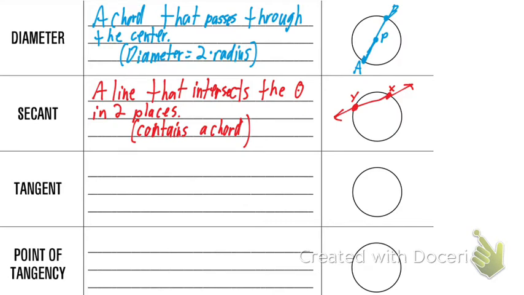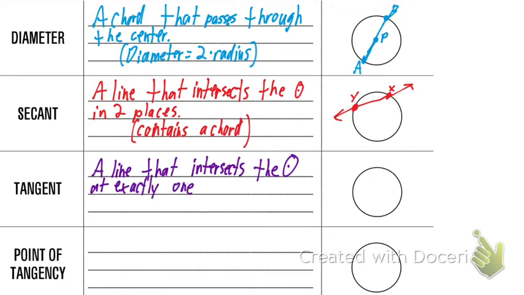Hey, we saw tangent before with trig ratios, right? Tangent, opposite over adjacent. But here, a tangent is a line that intersects a circle at exactly one point. A line that intersects a circle at exactly one point.